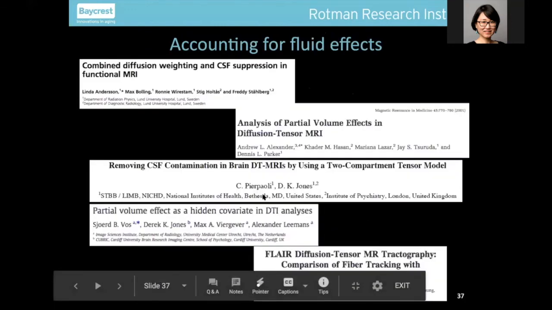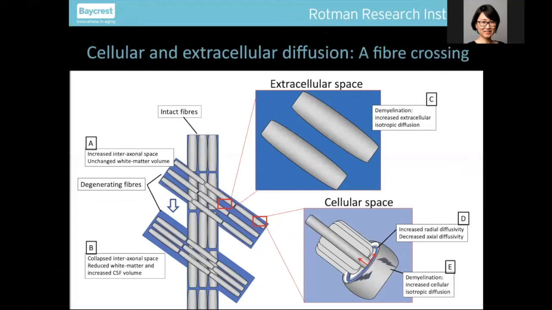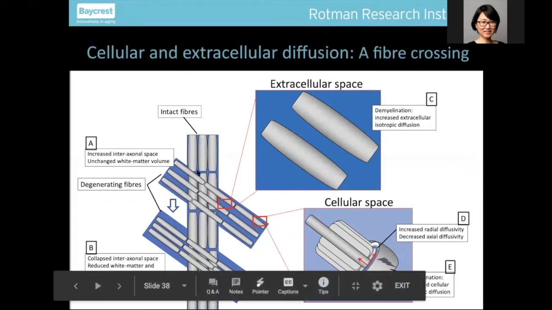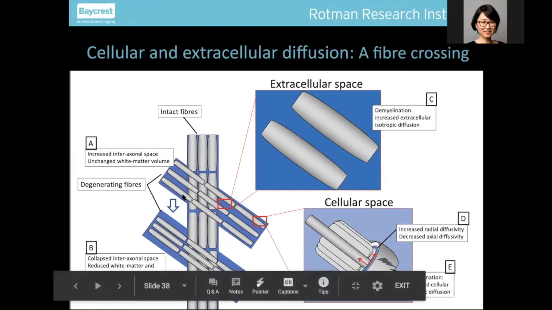So I mentioned before the partial voluming with CSF. There has been a lot of work looking into this, and I cite a few papers here, but I want to distinguish between that and the extracellular space. Here is a schematic of a hypothetical crossing fiber structure. The primary fiber is intact, and you see the tight packing. And for the secondary fibers, you have two possible scenarios.